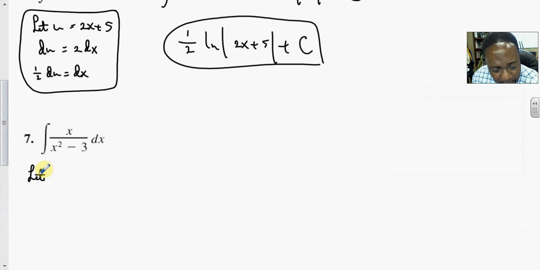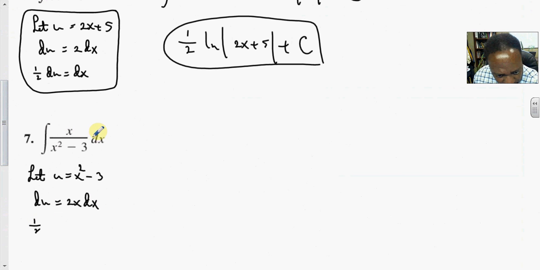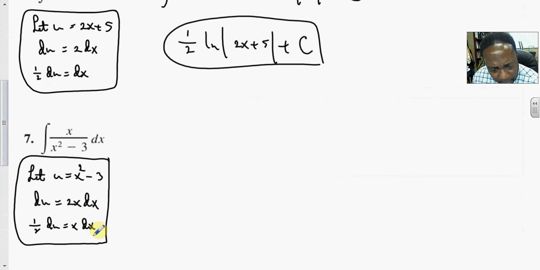It's easy to deal with a number. Sometimes it gets tricky to deal with a variable. So let u equal x squared minus 3. Du is 2x dx. So the numerator is x dx. Obviously dividing both sides by 2, we have 1/2 du gives us the x dx. Now we don't need this, but that's what we use, so we'll just put that in a box.